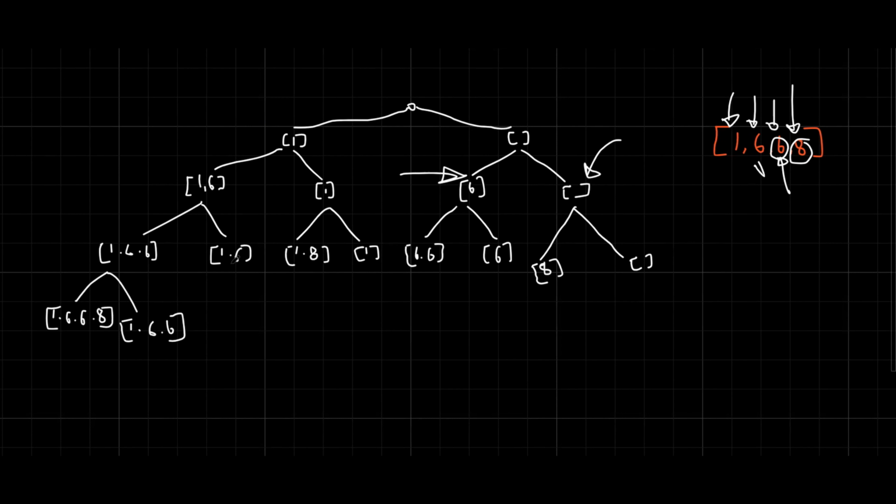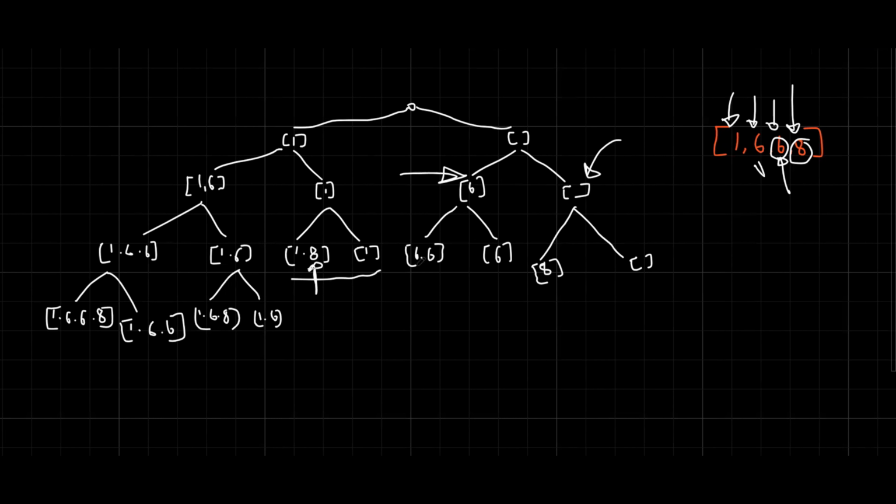Now, for this 1, 6, we can take 8 into the set, then our set will become 1, 6, 8, or we can just ignore 8. So our set will remain the same, which is 1 and 6. And for these two nodes, we have reached the base condition or the end of the vector, which is 8. So we don't have to explore the tree from here anymore.